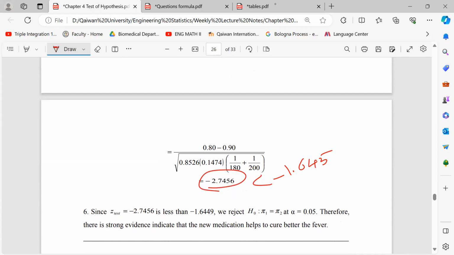It's less than, means we reject the null hypothesis. We reject it, means they are not equal. They do not equally recover people from fever. Means the new medication is better. Means the second hypothesis is accepted. So we say the new medication is better.